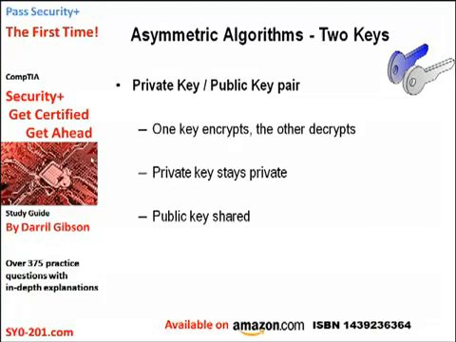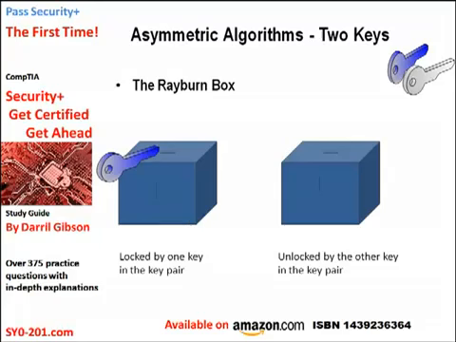And an important point here is that the private key always stays private. The public key is freely shared. We just give that out. Anybody can have access to it that we want to be able to have access to it. But two keys, an asymmetric algorithm uses two keys. Now when you understand that, it becomes a little bit easier to understand how it works.